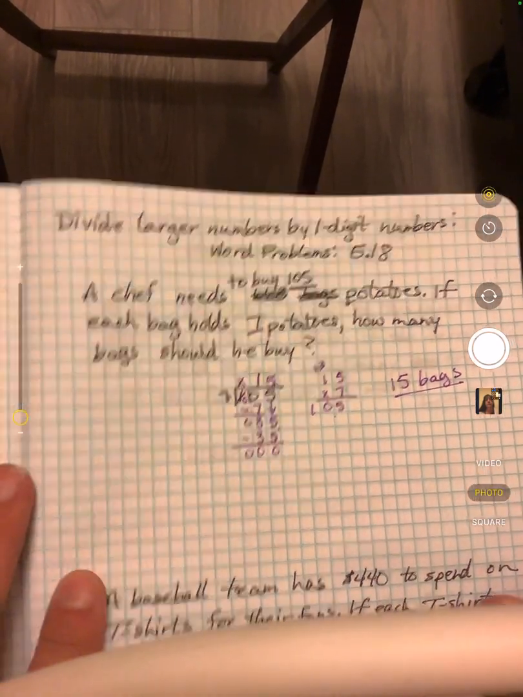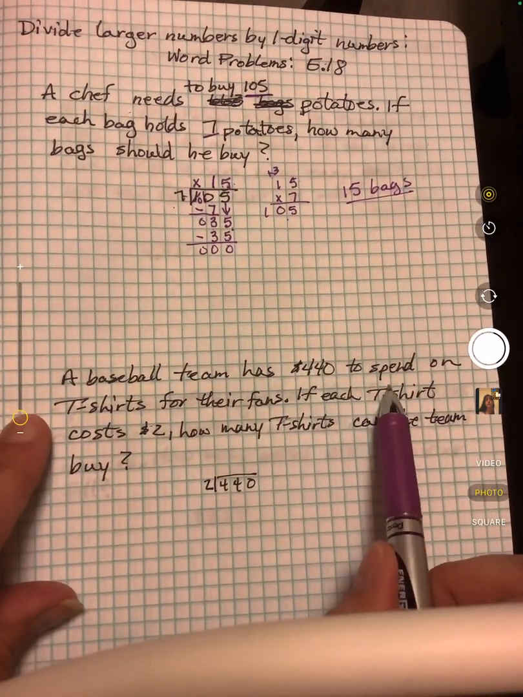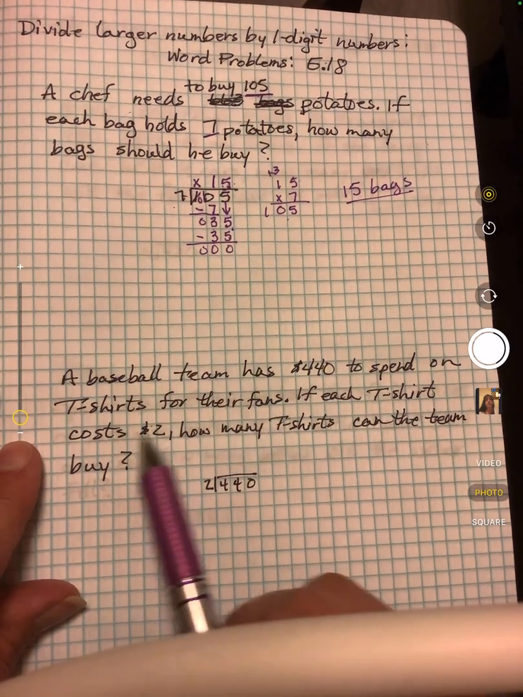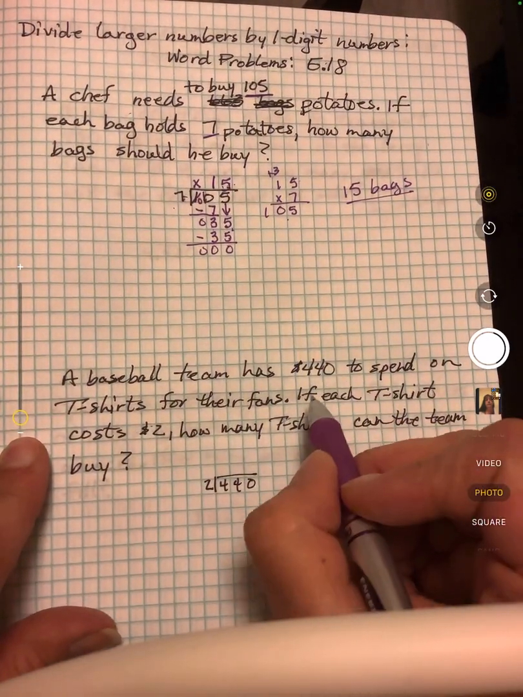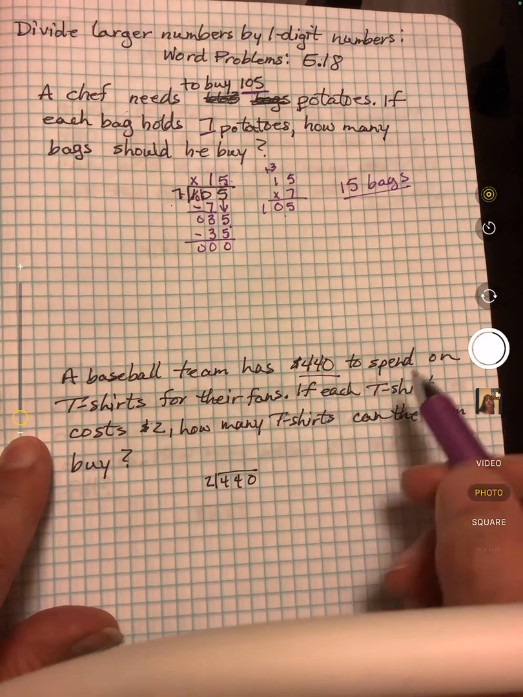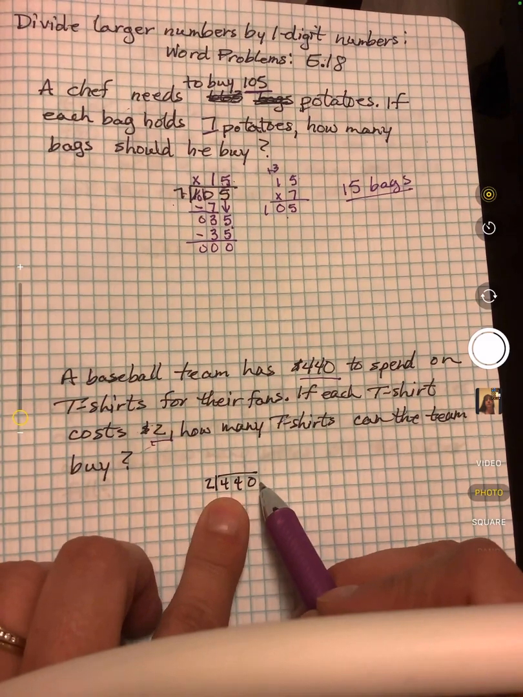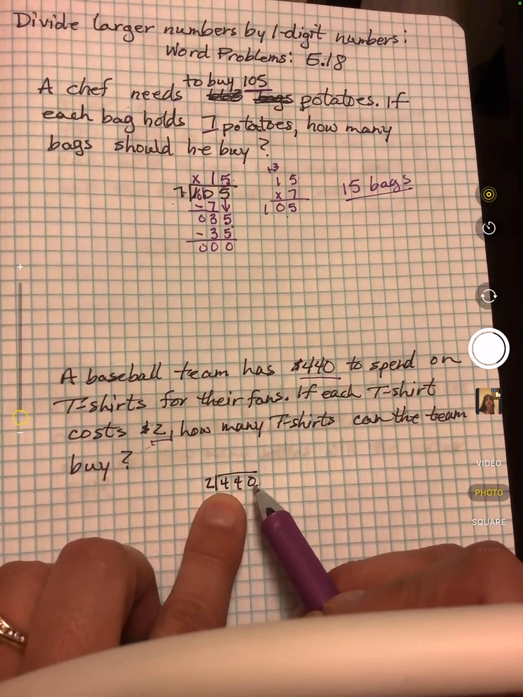Okay. All right. A baseball team has $440 to spend on t-shirts for their fans. If each t-shirt costs $2, how many t-shirts can the team buy? So here's one of our numbers, here's the other. So I put it. Always put the big number on the inside of the box.